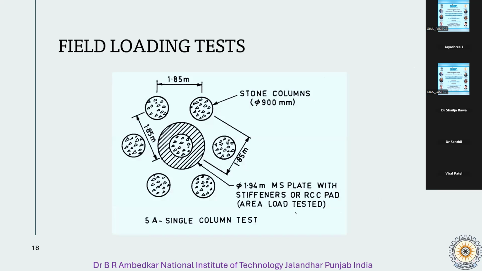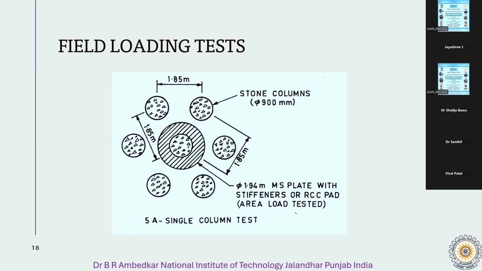Field loading tests. Now, as I told earlier, irrespective of the method used to construct the stone columns, the initial load test should be performed at a trial test site to evaluate the load settlement behavior of the soil stone column system. So for the initial load test, in order to simulate the field conditions of the compaction of the soil, minimum 7 columns for a single column test and 12 columns for a 3 column group test may be constructed in a triangular pattern.